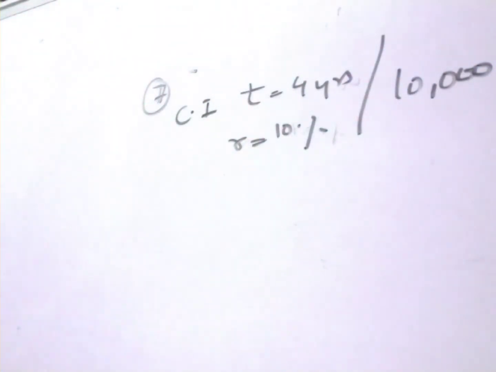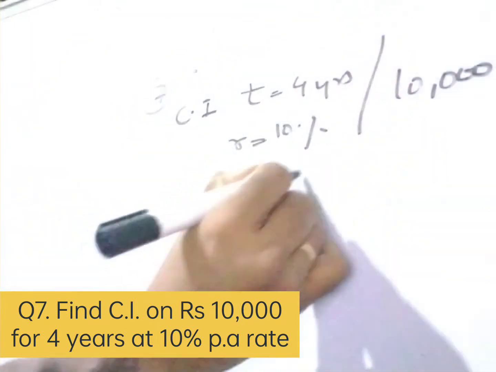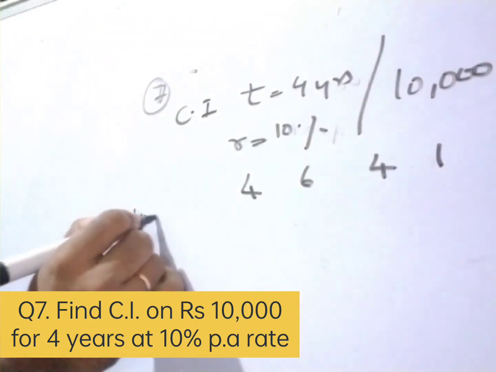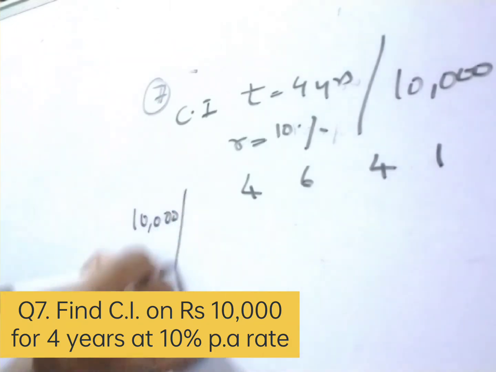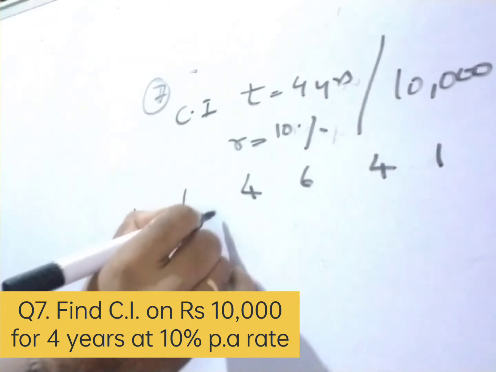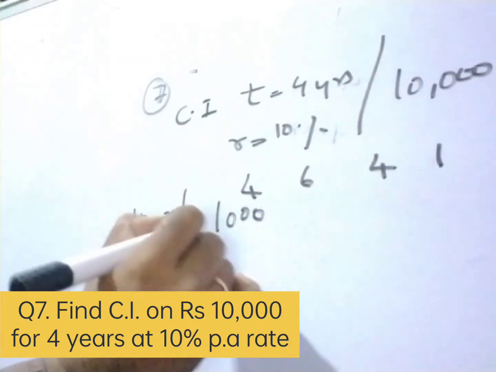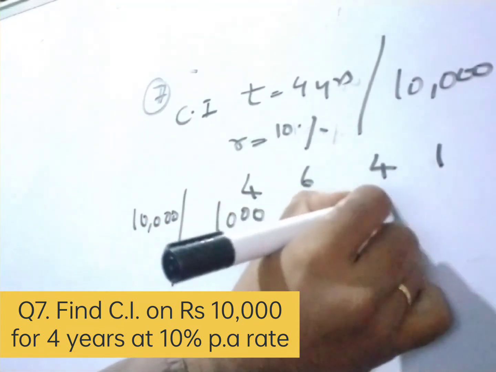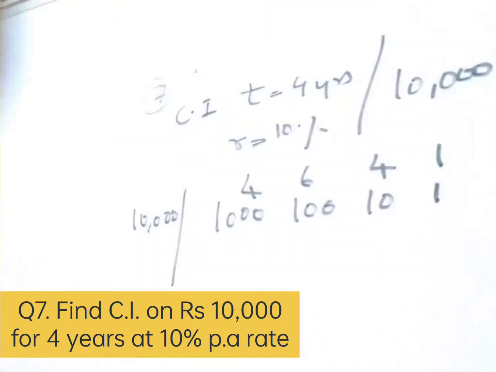For 4 years, we have to remember 4, 6, 4, 1. There's a trick: we have to remember 4, 6, 4, 1 for a period of 4 years if you want to find the compound interest. So as usual for 10,000 rupees, 10% is 1000. For 1000, 10% is 100. For 100, 10% is 10. For 10, 10% is 1.